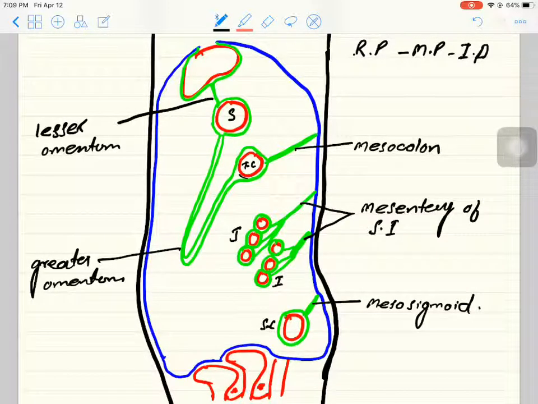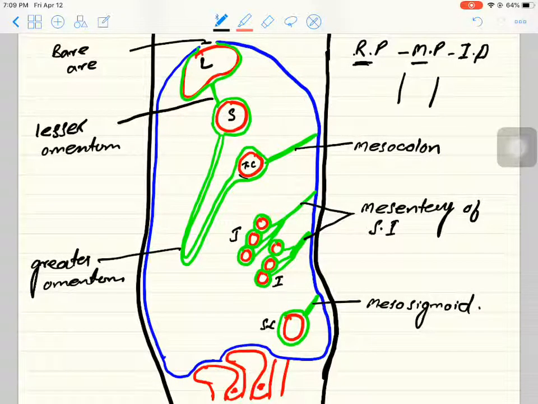Here, some part of the liver, that is this area, is not covered by any peritoneum. This is called the bare area, and due to the presence of this bare area the liver is a mesoperitoneal organ. The ascending and descending colon, the medial border, is covered by the peritoneum and the lateral part is not covered, so the ascending and descending colon are also mesoperitoneal organs.